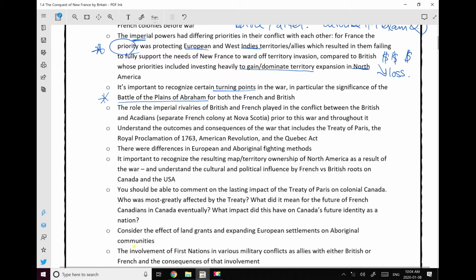The Battle of the Plains of Abraham? In the Plains of Abraham. In the Plains of Abraham. Thanks, Jackson Booth, for the correction.